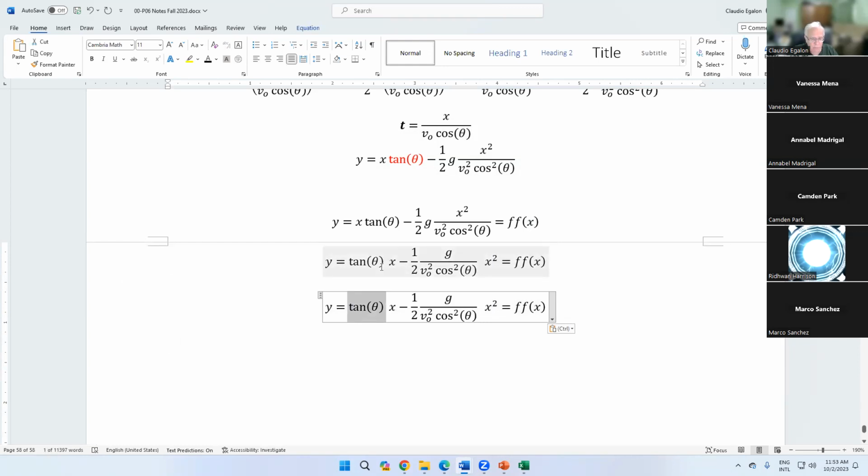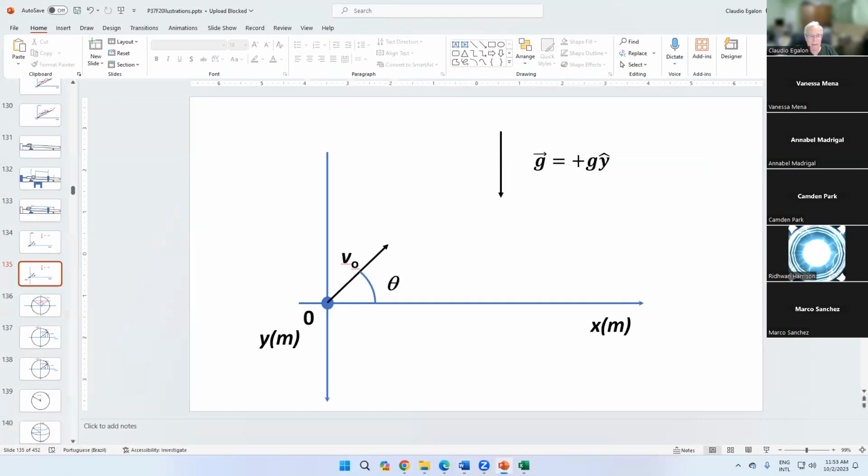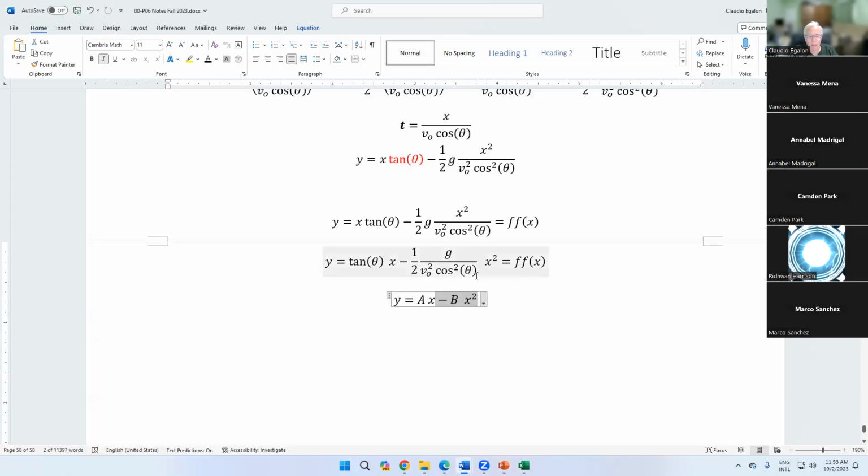I'm going to put tangent of theta, I will call it A. And this whole mess that you see right in here, I'm going to call it B. A and B are constants. And so what do we get here? We have a parabola, an upside down parabola, because of this negative sign, right? Because of this negative sign, the solution that you are getting is an upside down parabola. Do you see that? If we have the values for V0, theta, and g, we know how to plot this graph.